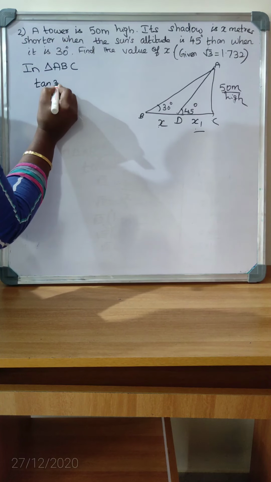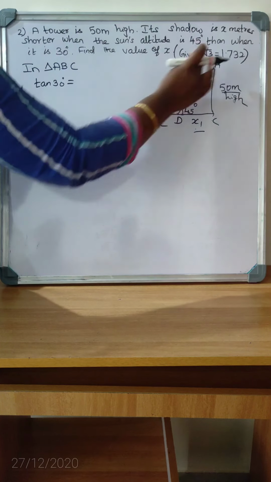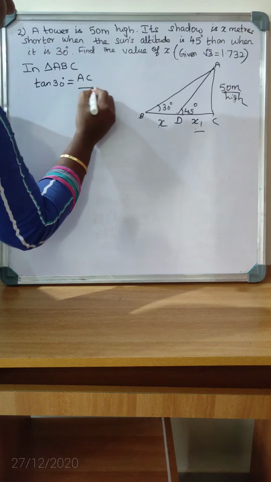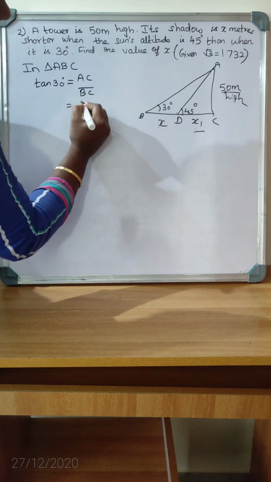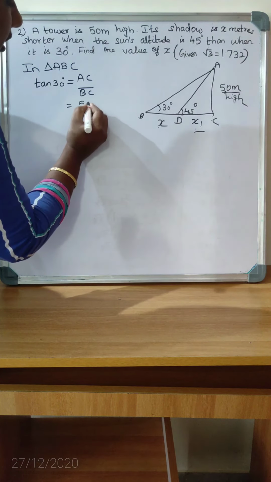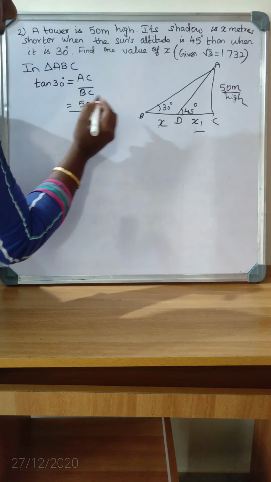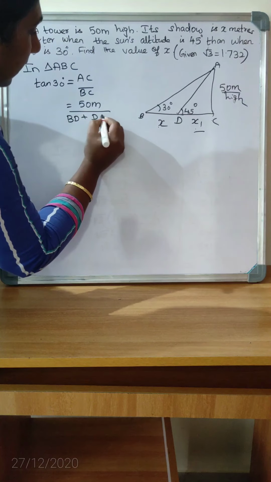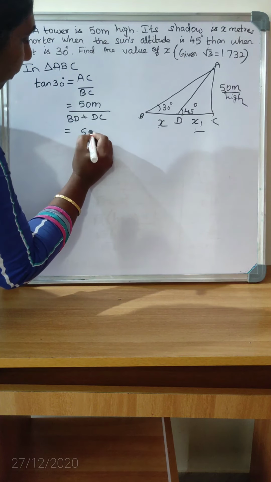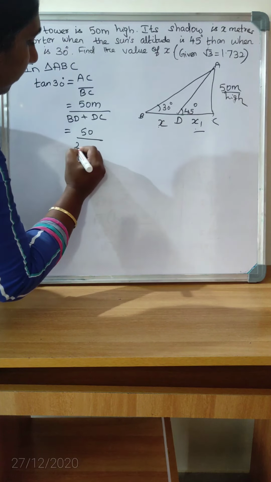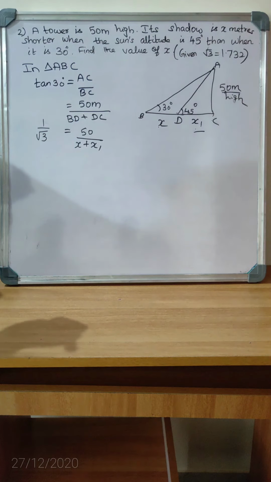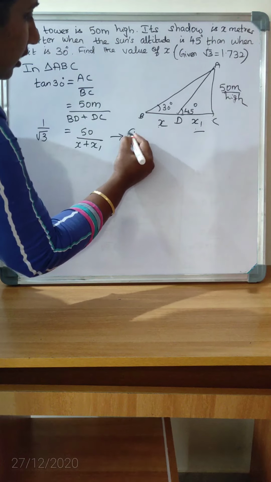tan 30 degree equals opposite by adjacent. So AC by BC. AC is nothing but 50 meter divided by BC. You can write it as BD plus DC. So that equals 50 by x plus x1. Tan 30 value is 1 by root 3. So I am keeping this as equation 1.